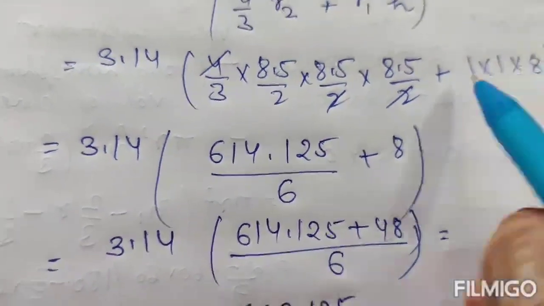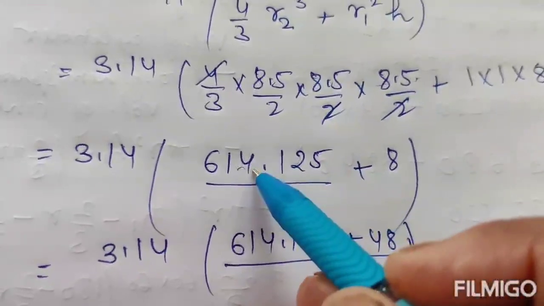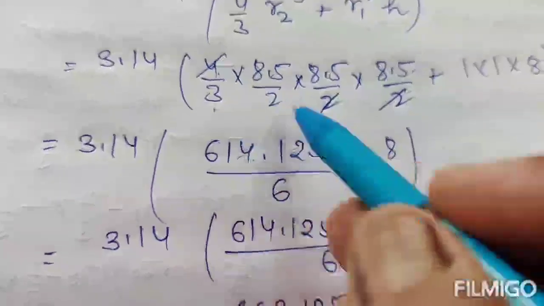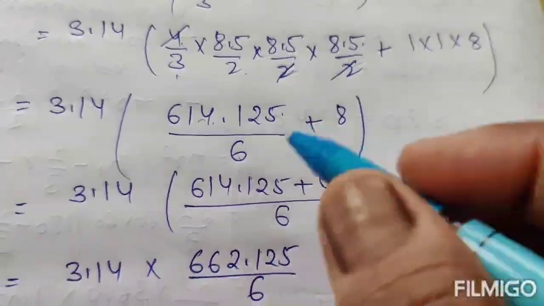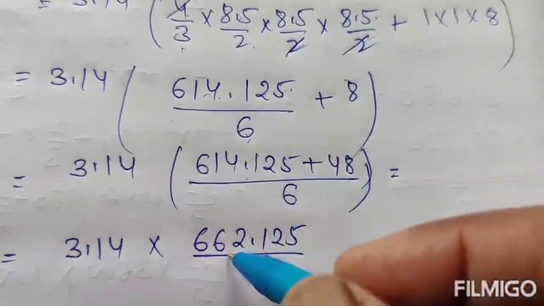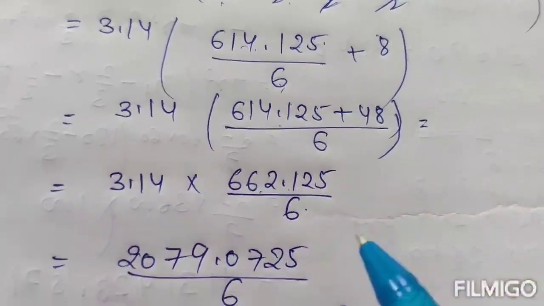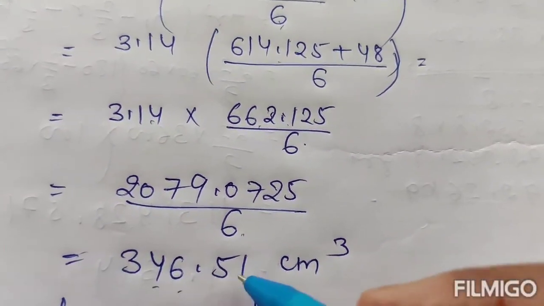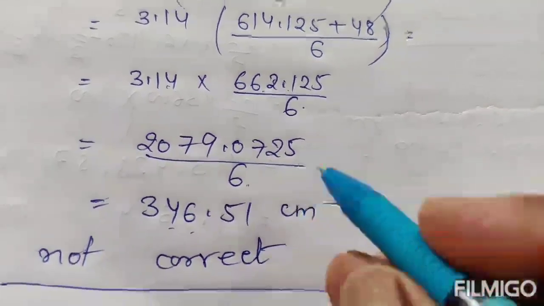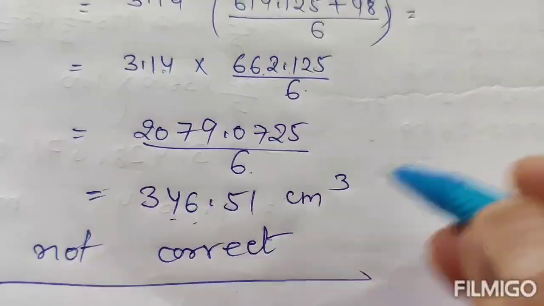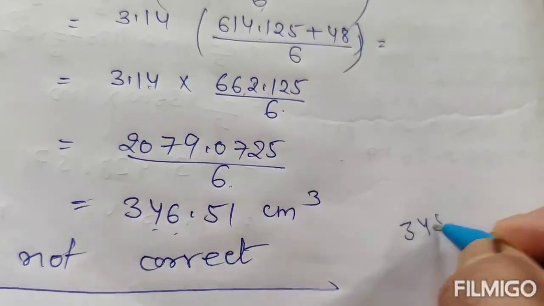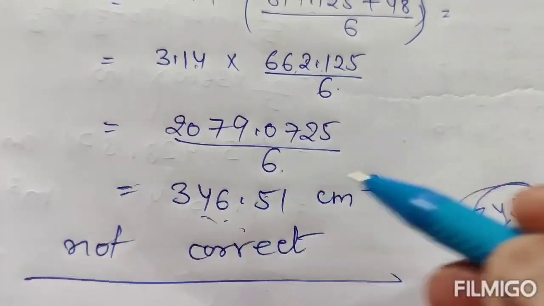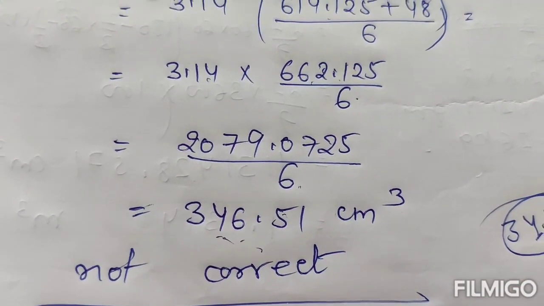Very long calculation. 8.5 cube is equal to 614.125 divided by 2, 2s are 4 cancel, 3 2s are 6, plus 8, 6 8s are 48. Adding this, 662.125 by 6, and multiplying these two digits divided by 6, we get 346.51 centimeter cube. This is the answer. The answer of the girl is 345. It means wrong. Her answer is wrong. The correct answer is 346.51 centimeter cube. Thank you.